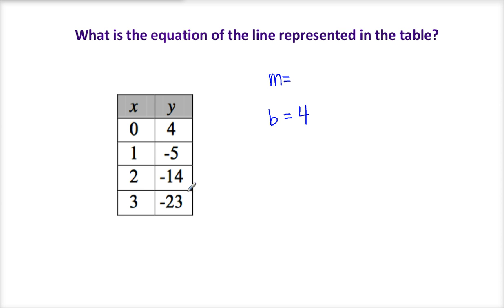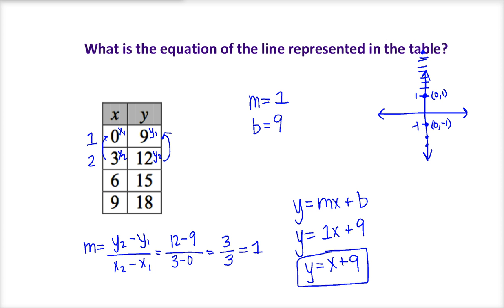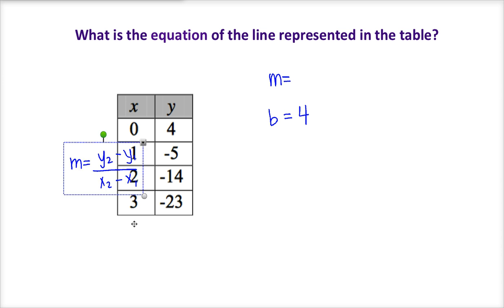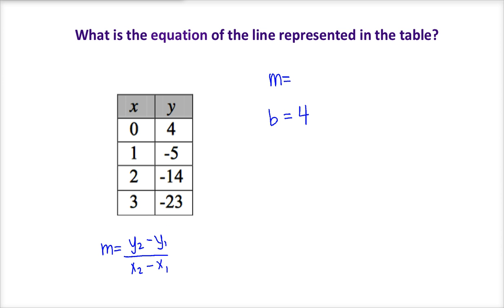Okay, now let's do the slope. I'm going to copy down the formula from this page. This is the formula that we like to use. So once again, choose 2 points. Let's choose the top ones. Those are the easiest to work with usually. So this is x1, this is y1. This is the second point, so this is x2 and y2. Now plug in these numbers for the variables.